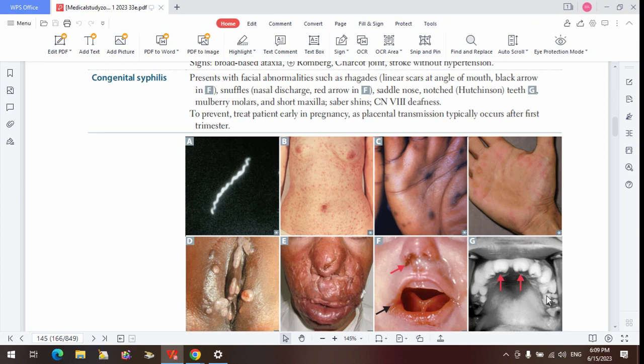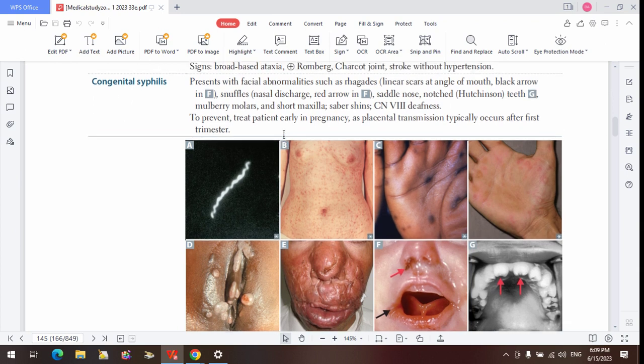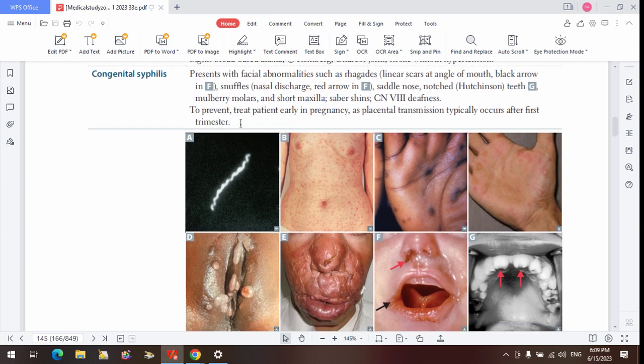So the molars also appear like the shape of a mulberry. Mulberry is a fruit in all those advanced countries. We don't have mulberry here. Now agbalumo we get. So mulberry is a kind of fruit and the molars assume the shape of those mulberry and we call them mulberry molars.